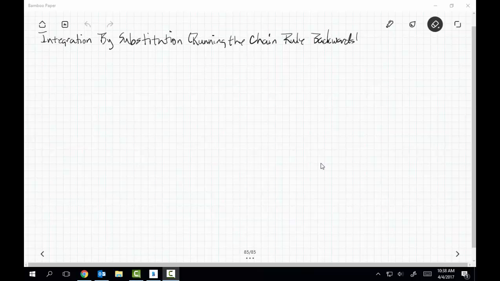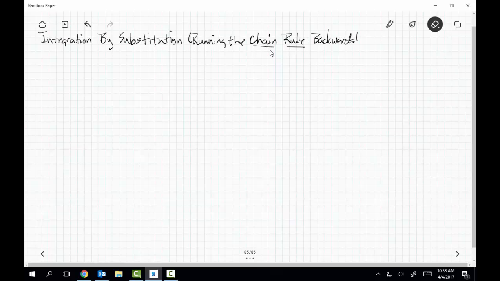I'm about to give you the keys of the kingdom. I'm going to give you the most important integration skill that there is. Very much akin to what the chain rule was to derivatives, integration by substitution is to integrals.